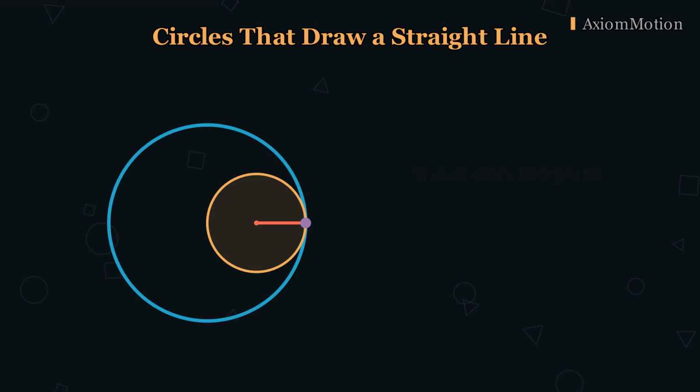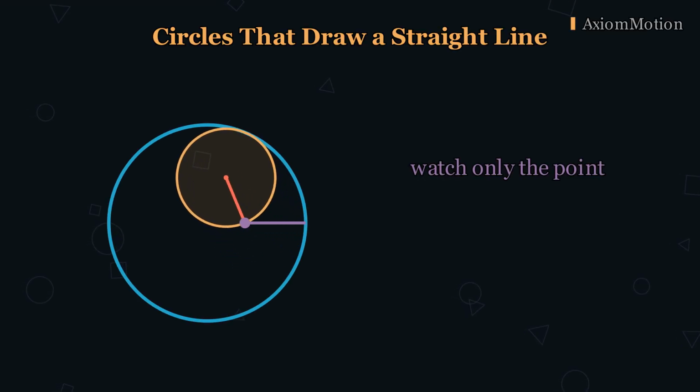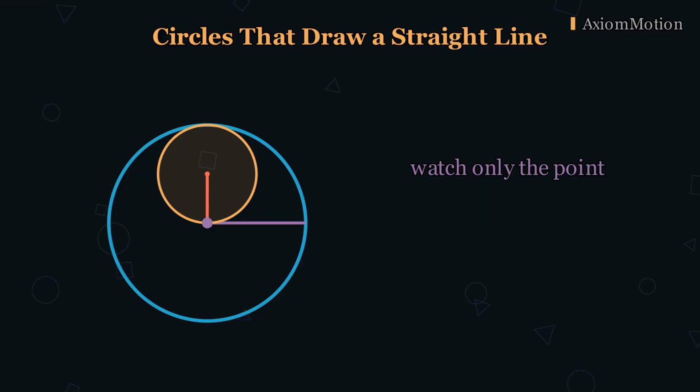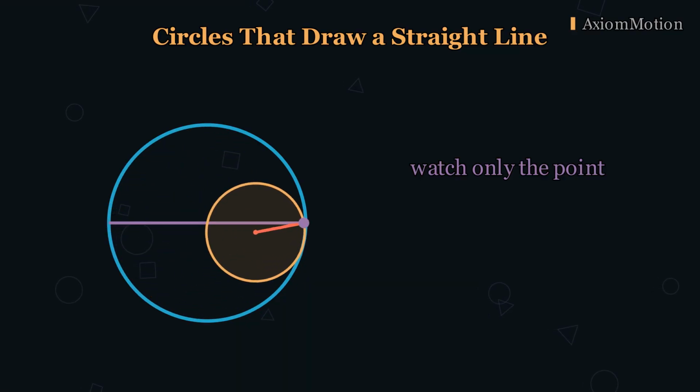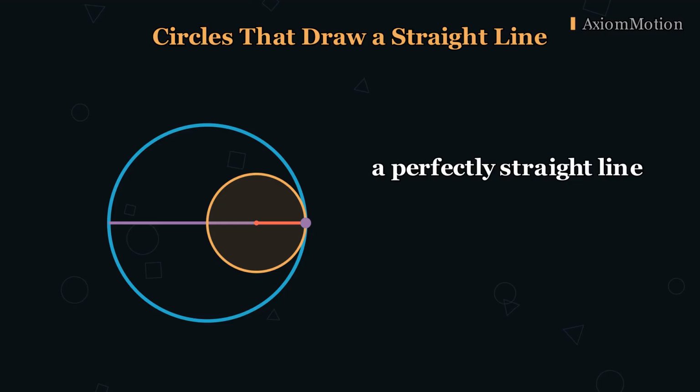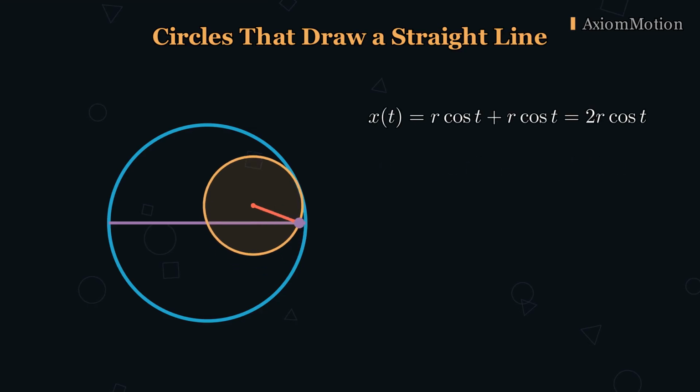Mark a point on the rim of the small coin, and let it roll inside a circle of exactly twice its radius. Now watch only the point. It does not loop, it does not even curve. It travels along a perfectly straight line, a diameter of the big circle, back and forth forever. This is not an approximation.